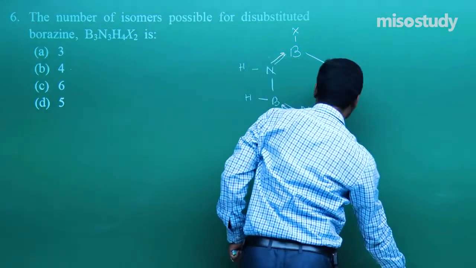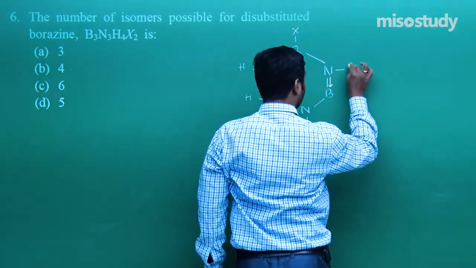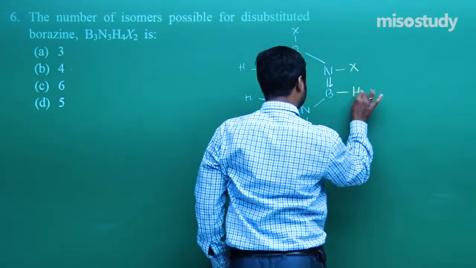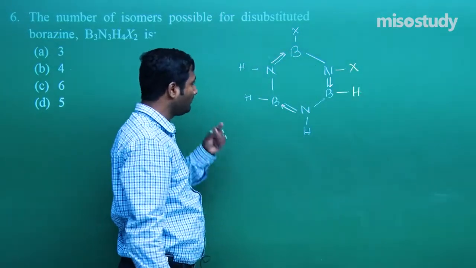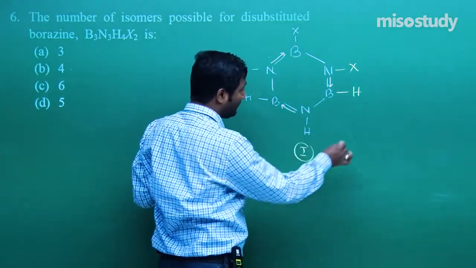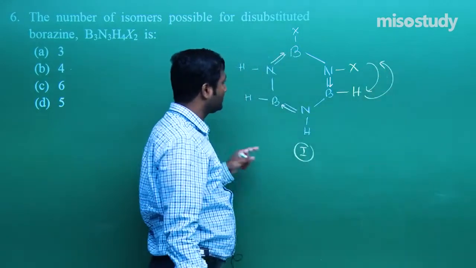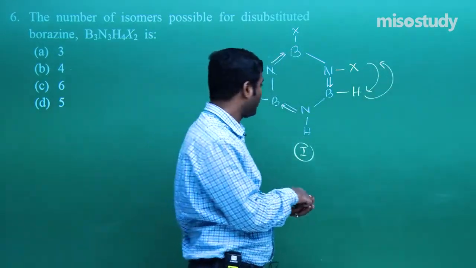Wait for a moment. Put here also X and put here H. This is the one form. And how to get the next form? If I convert this one, X will come here and H will come here, then there is a next formation. I am drawing the next structure.